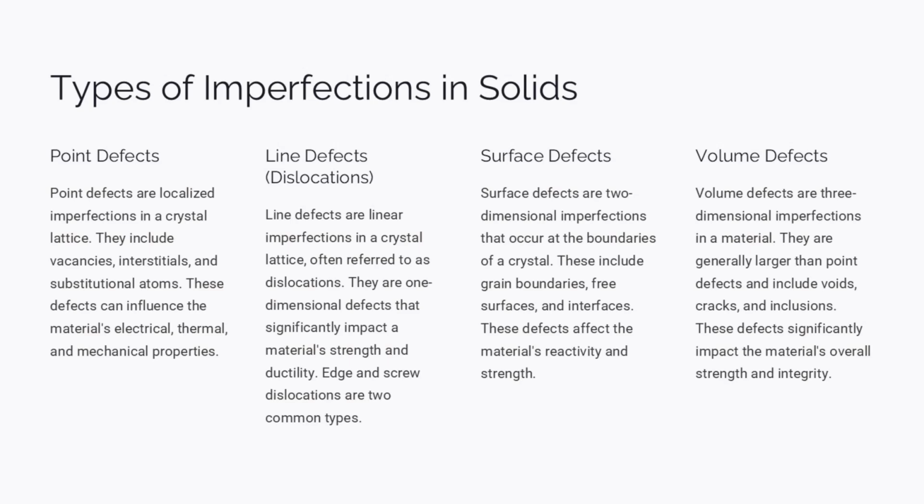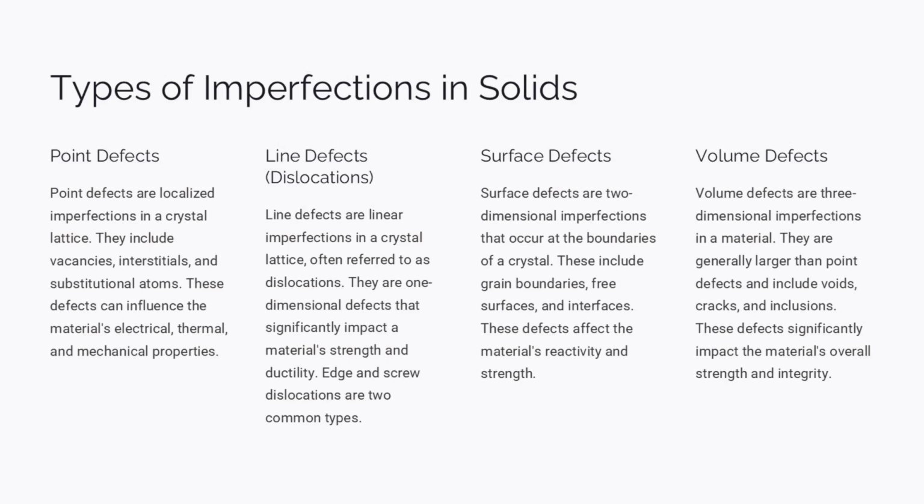Line defects, or dislocations, are linear imperfections that significantly impact strength and ductility. Edge and screw dislocations are two common types of line defects. Surface defects occur at crystal boundaries like grain boundaries, free surfaces, and interfaces. These surface defects affect reactivity and strength of the material.